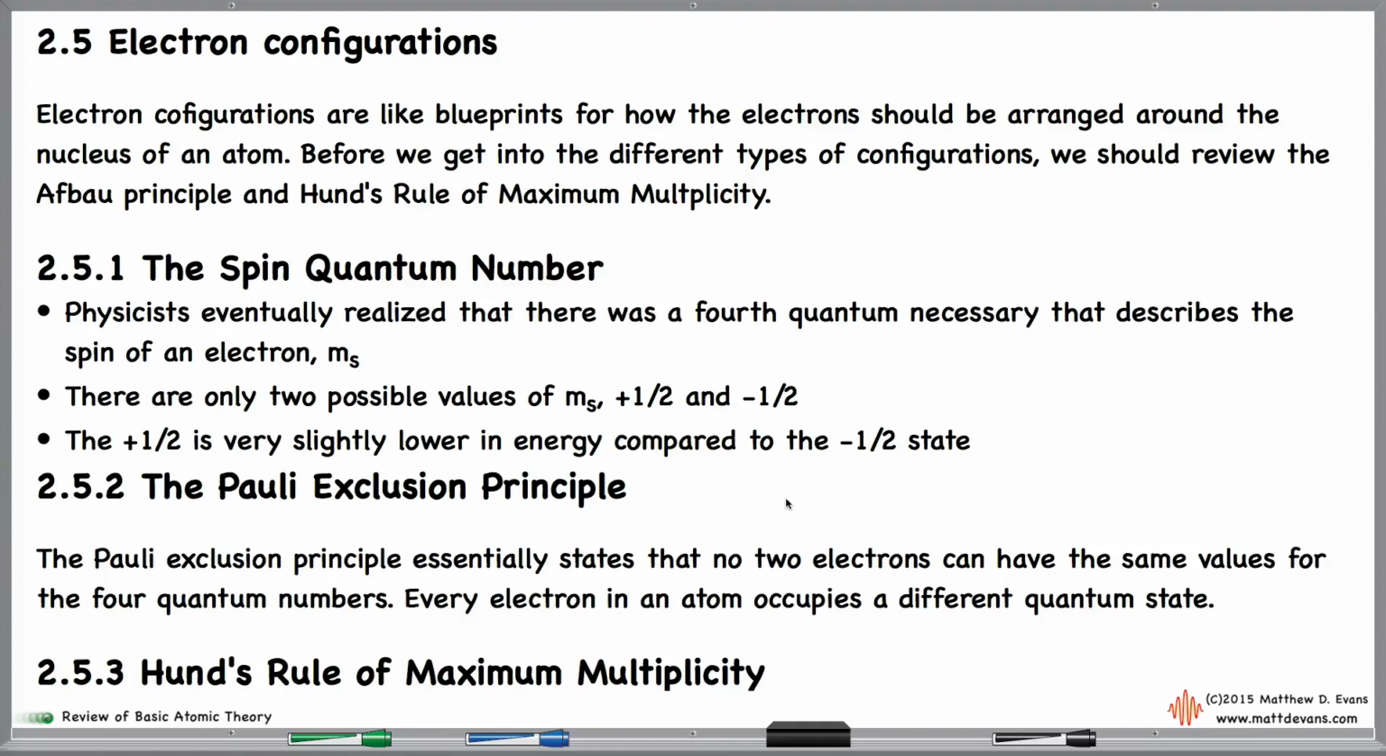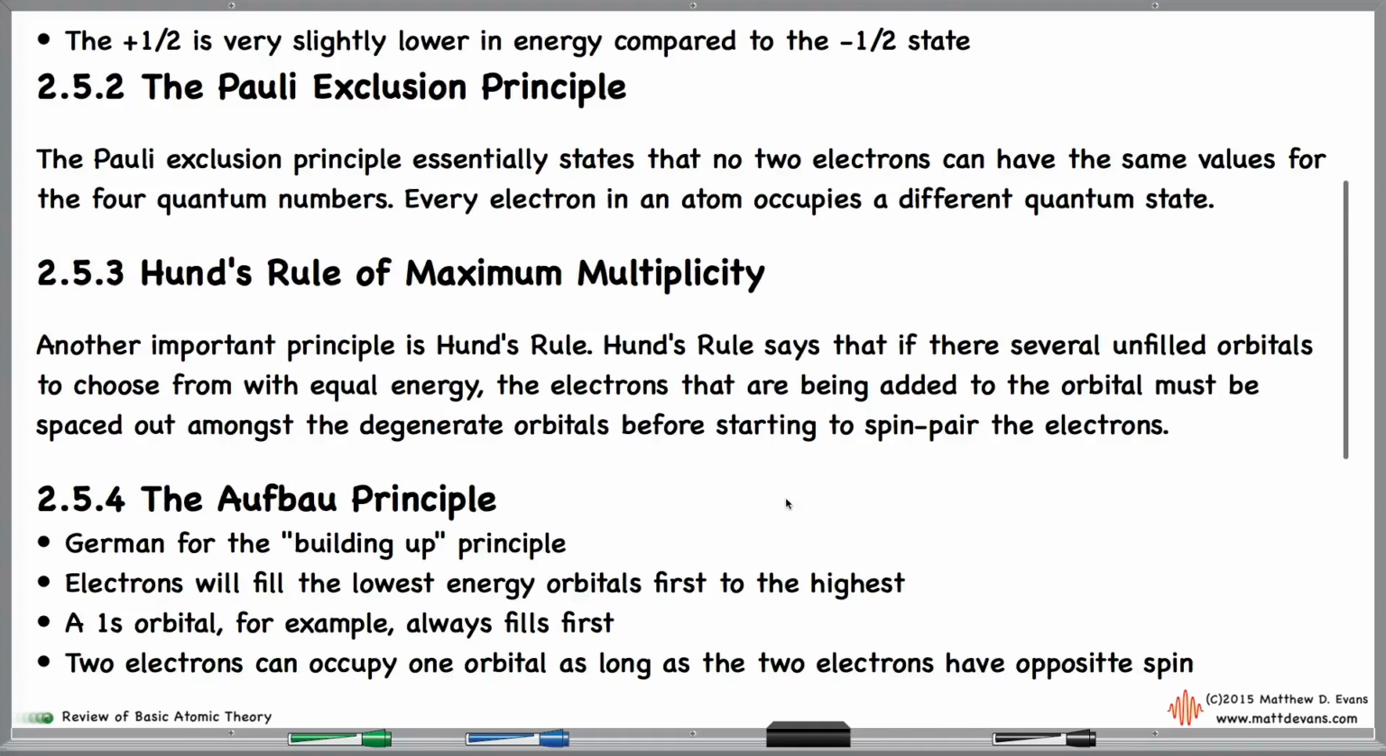So let's scroll down a little bit and take a look at Hund's rule of maximum multiplicity. I have to admit that I get the Pauli exclusion principle and Hund's rule of maximum multiplicity mixed up all the time, but I think I have it straight here in the notes. This is another important principle. Hund's rule says that if there are several unfilled orbitals to choose from with equal energy, the electrons being added must be spaced out amongst the degenerate orbitals. This won't make a whole lot of sense until we start doing orbital filling diagrams, and you're going to see how this manifests itself in the electron configurations.